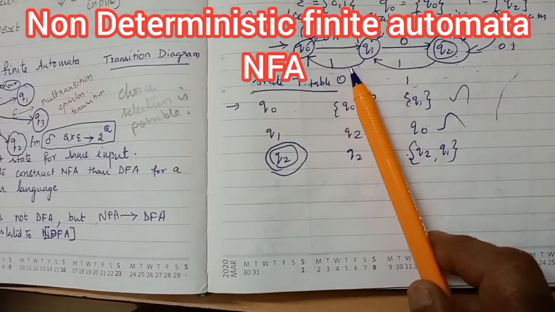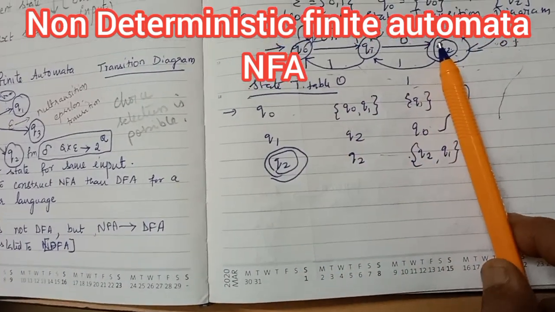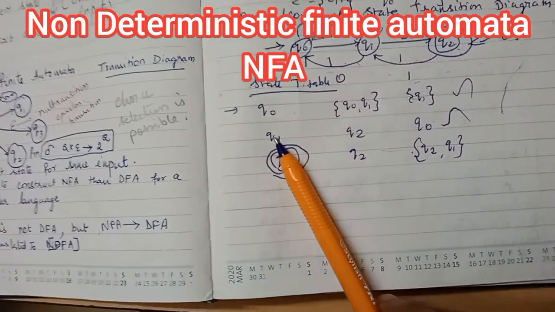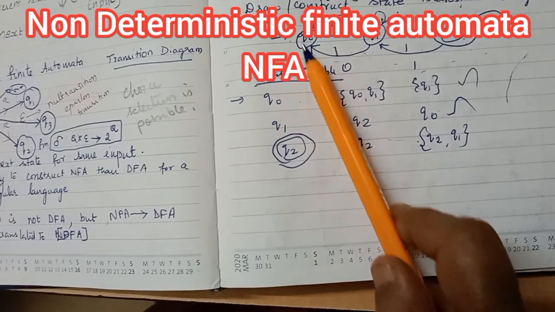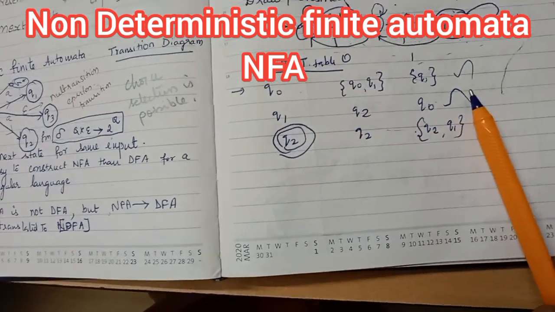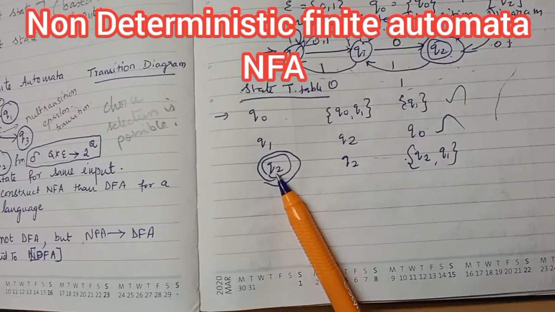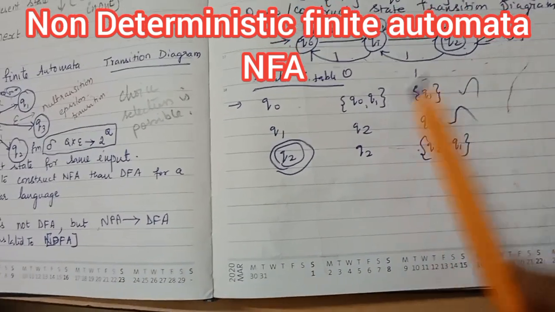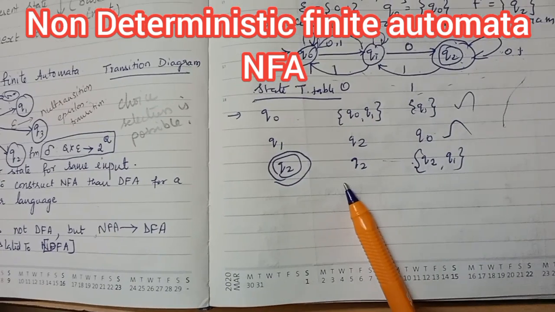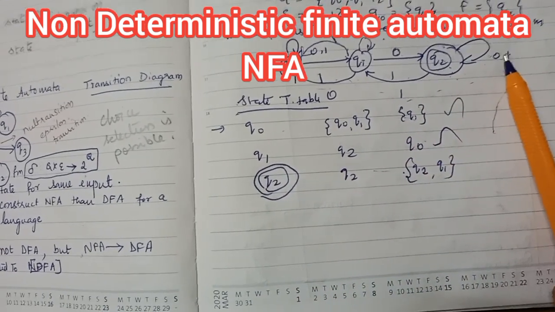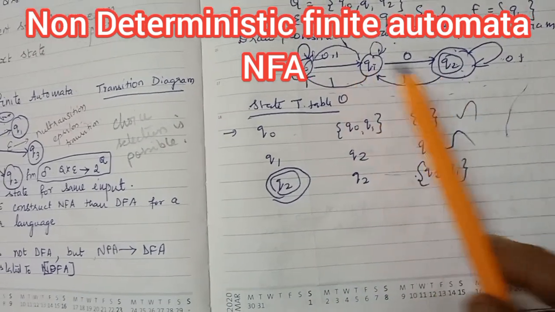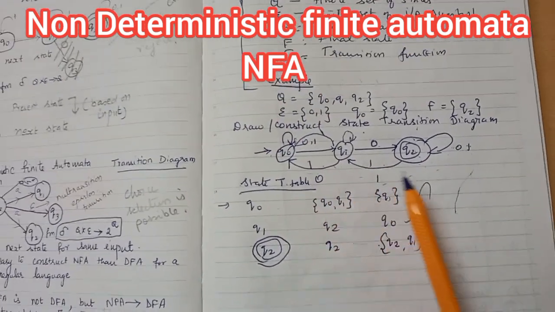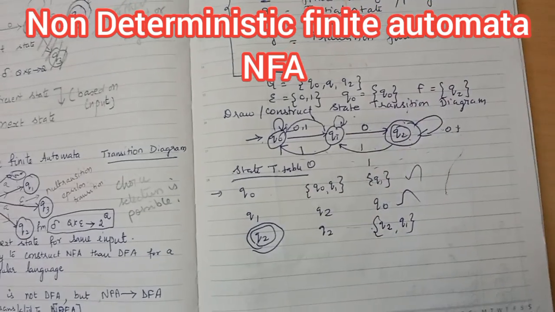Similarly, when Q1 is applied with 0, there is one possible outcome: Q1 goes to Q2. When Q1 is applied with 1, it goes to Q0. Then the third state is Q2, applied with 0 and 1. When it is applied with 0, the next state is Q2. When it is applied with 1, the next states are Q2 and Q1. So this is the state transition table for this NFA.